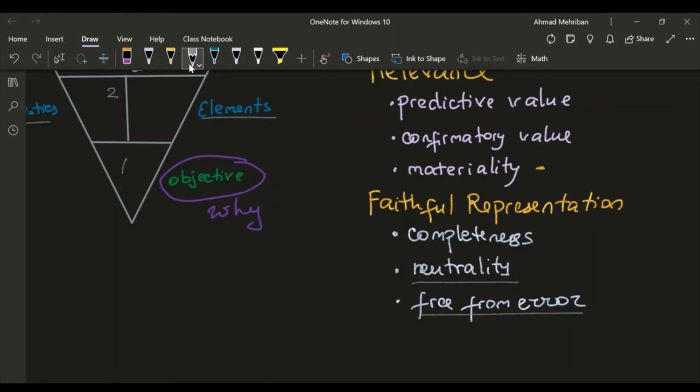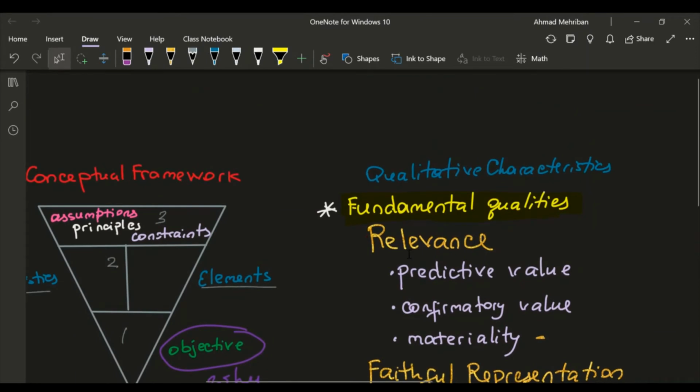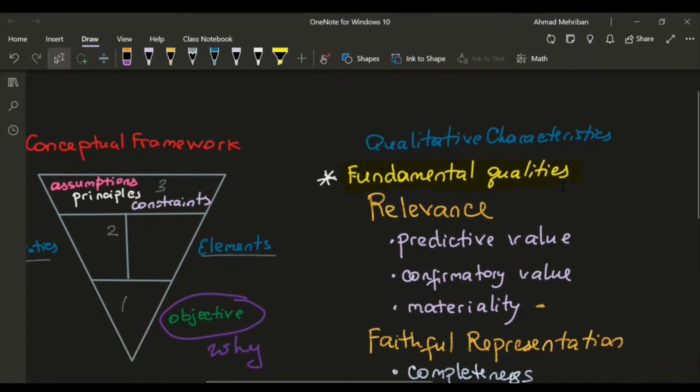Free from error, obviously, we don't want any mistakes in our financial statements, so we're looking for accurate information without any errors in the financial statements. So these are our fundamental qualities of qualitative characteristics.